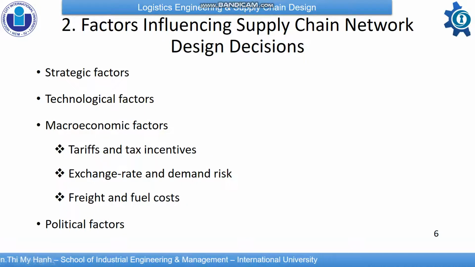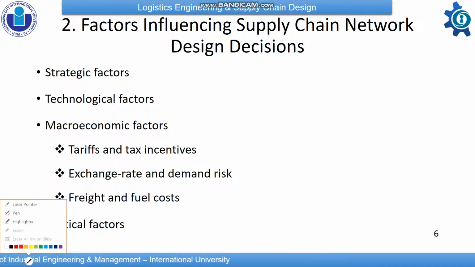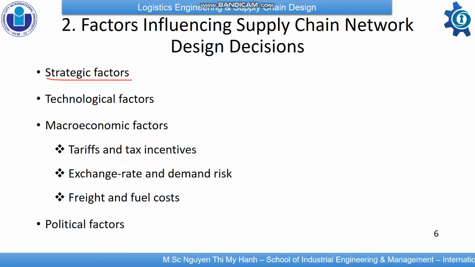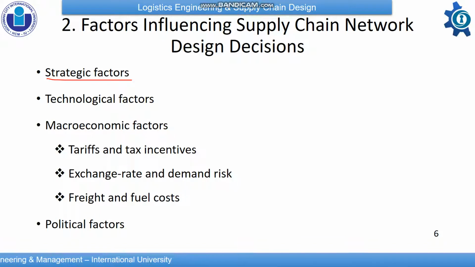So first is the strategic factor. Based on the different strategies of different companies, they will have different network design decisions. For example, a company that focuses on cost leadership wants to reduce its cost as much as possible. They will tend to find the lowest cost location, although it's located far from the markets they serve.